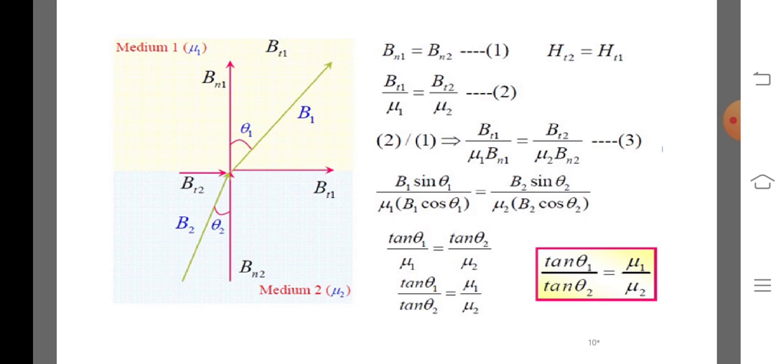That law is represented and derived for the various media, and the results are noted down in this graphical representation. So equations 1 and 2 can be combined into a third equation: Bt1 by mu1 Bn1 equals Bt2 by mu2 Bn2. So B1 sin theta 1 by mu1 B1 cos theta 1 equals B2 sin theta 2 by mu2 B2 cos theta 2. So sin by cos gives tan. So tan theta 1 by mu1 equals tan theta 2 by mu2. So we can get tan theta 1 by tan theta 2 equals mu1 by mu2.